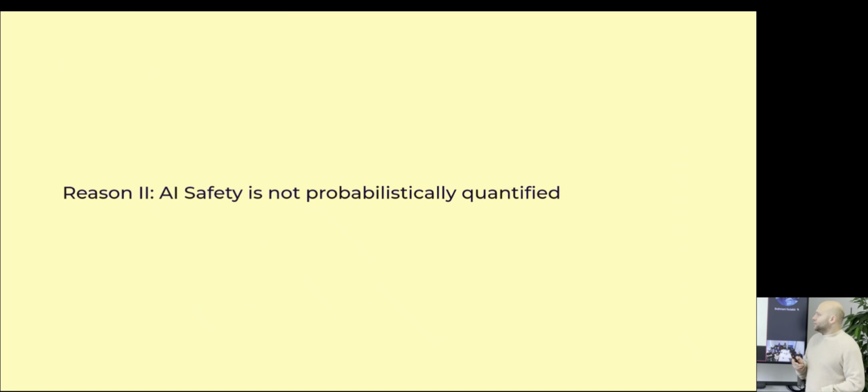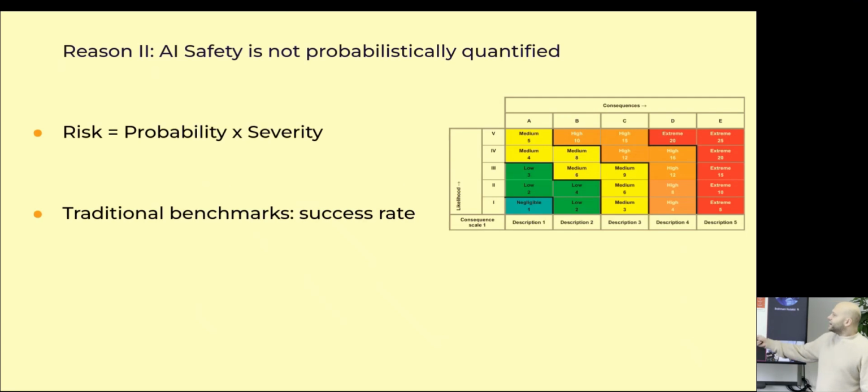Reason number 2: AI safety is not probabilistically quantified. This is the term that I said before. This is how risk is defined in risk science. It is the probability multiplied by the severity.